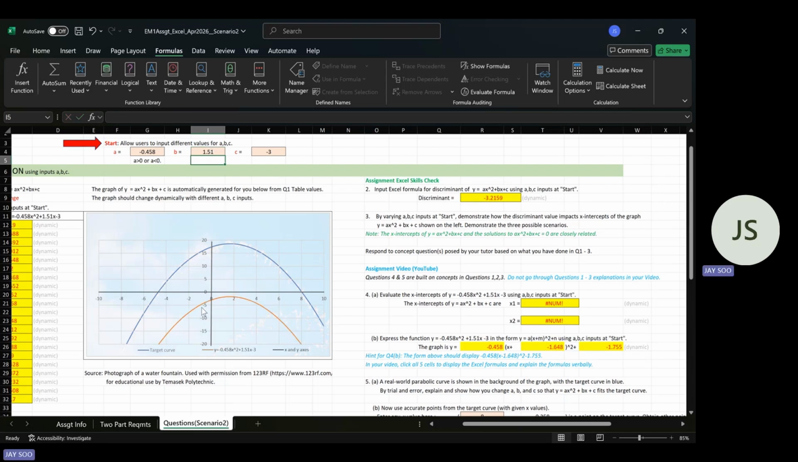it affects whether the graph is going left or right. And as for C, it is the y-intercept. And there we go, it matches.